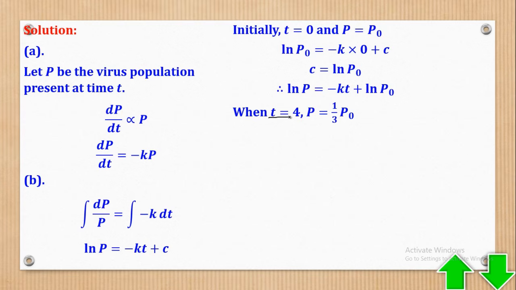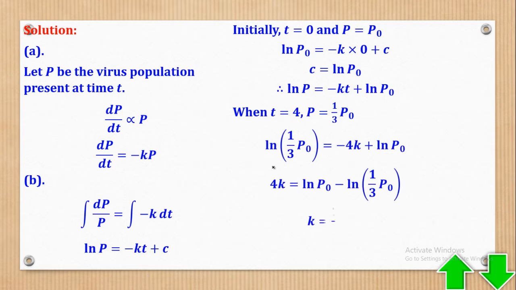Then when t is equal to 4, P is equal to 1/3 P0. So I substitute for t and for P to come up with that. I have to make k the subject, and k will be equal to a quarter ln 3. So substitute that k here to come up with that expression.